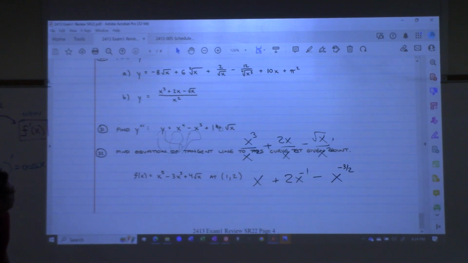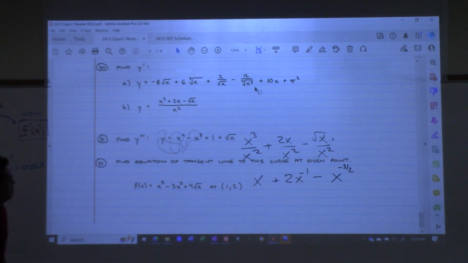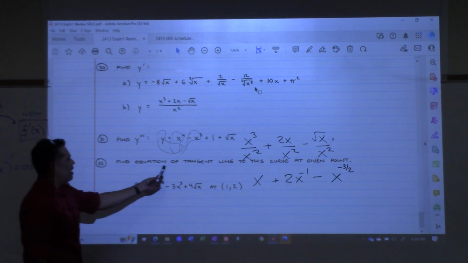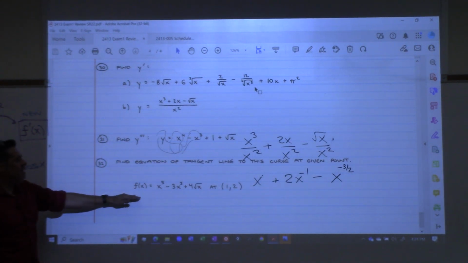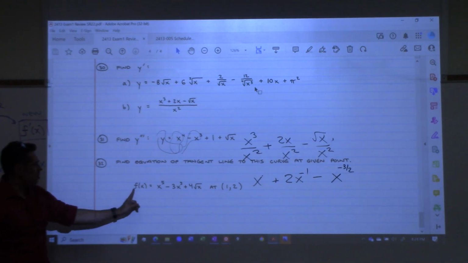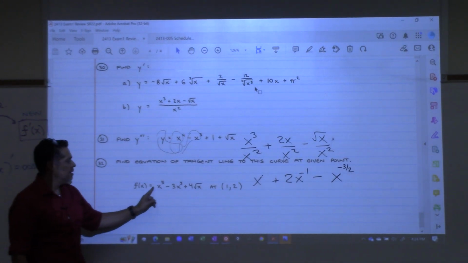Look at the last one, number 32. Find the equation of the tangent line. We did those earlier. But see, now you can use the shortcuts. So you can just take derivative of this. And I give you the point.